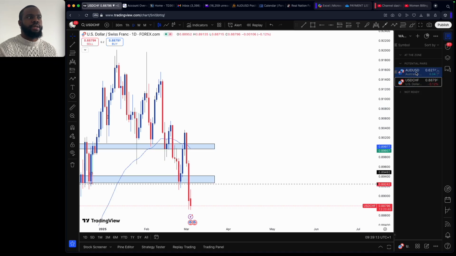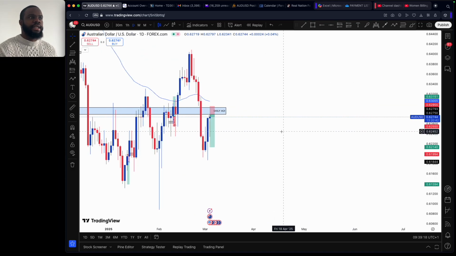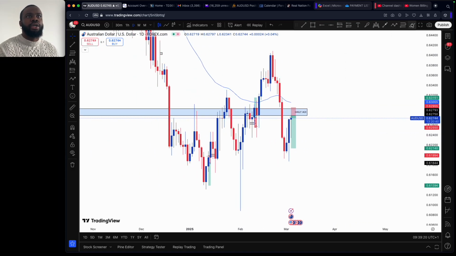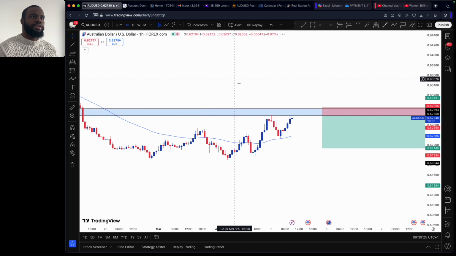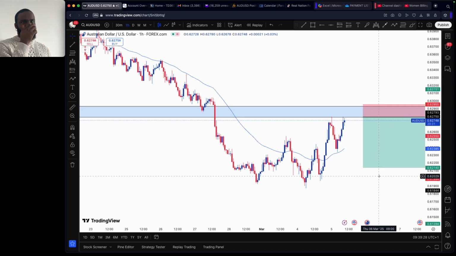AUD/USD should be above. I'm interested in AUD/USD. That is lining up very good. Now we are at the area of interest. I just want to see more good price action in order for me to take the trade to the downside.